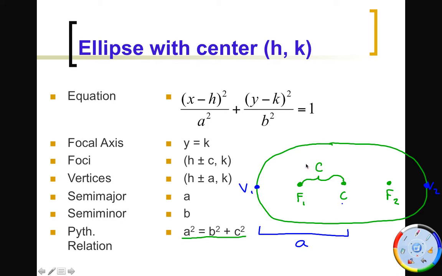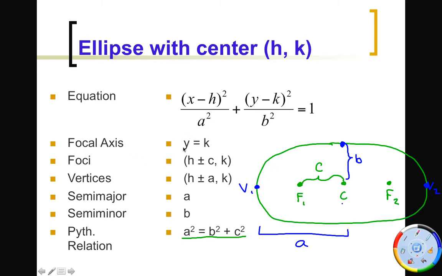And then there's different relationships you can notice. Notice that the focal point to vertex is the distance a minus c. That's something that's going to come up a little bit later. What you'll notice is this distance. This is not a vertex, by the way. This is just a point out here. This distance is b. All right, so b is not too often used unless we really want to graph this, which we're not going to do a whole lot of, but if we really wanted to graph it, we could use the value of b and then sketch this arc here.